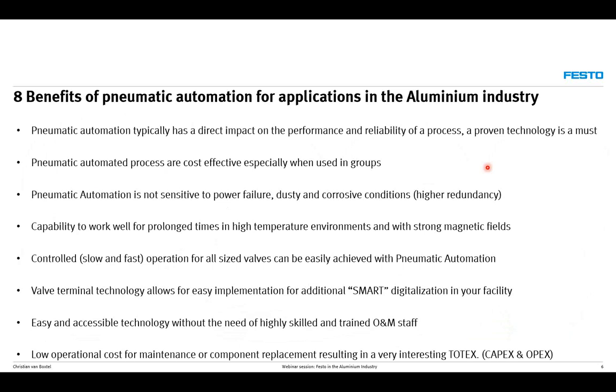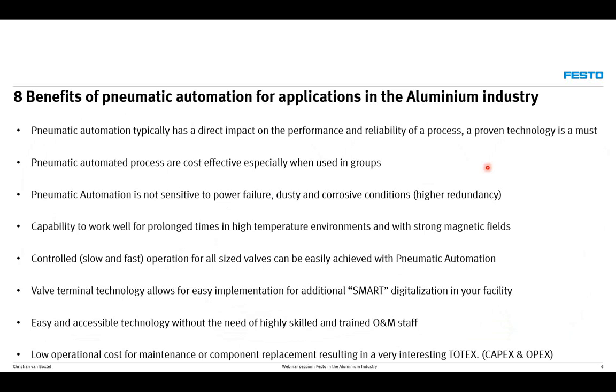Then, of course, there are long periods of time in high temperature environments with strong magnetic fields. Because pneumatic components by default do not have many electric components, the impact of magnetic fields is minimal. Also, there's no heat generation by the components themselves. Typically, pneumatics can even cool themselves a little bit. So this is also an application where we see a strong impact of the benefits of pneumatics.